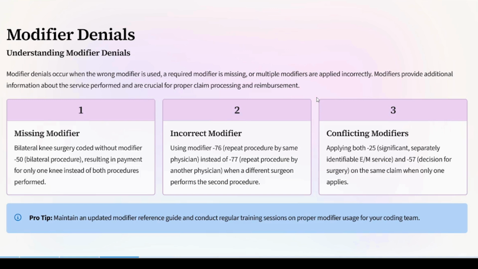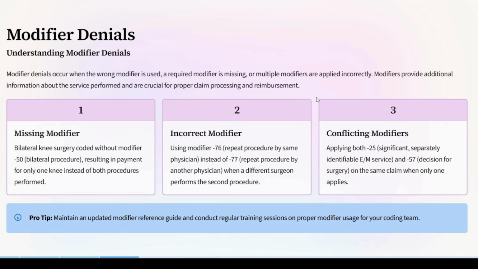All right, next we have conflicting modifiers. Applying both the 25 modifier, which means significant separately identifiable E&M services, and modifier 57, which means decision for surgery on the same claim when only one applies. Okay, so what is a pro tip? Maintain an updated modifier reference guide and conduct regular training sessions on proper modifier usage for your coding team.